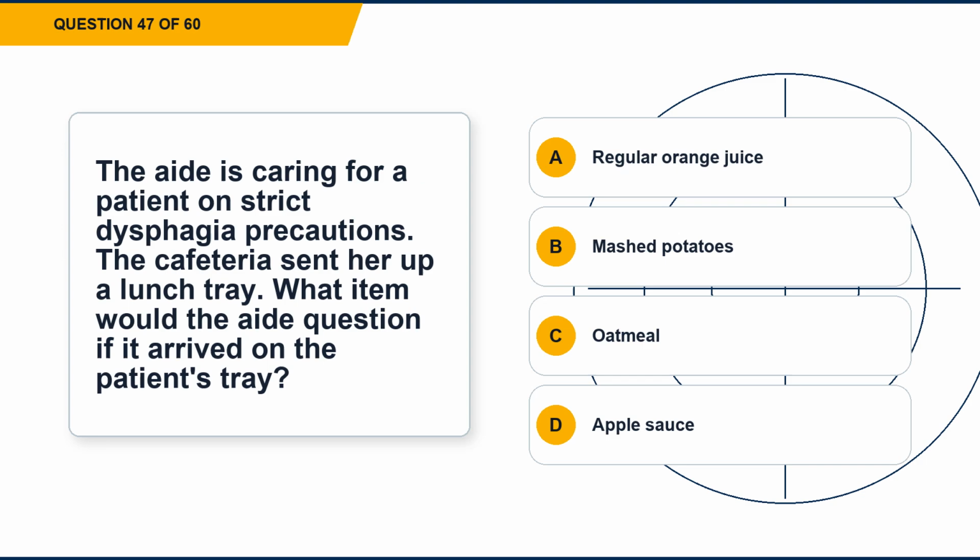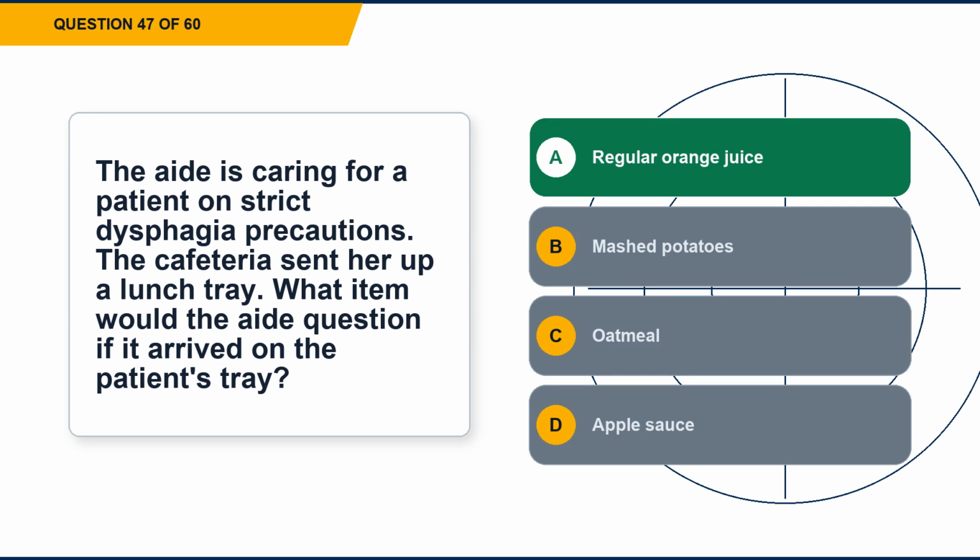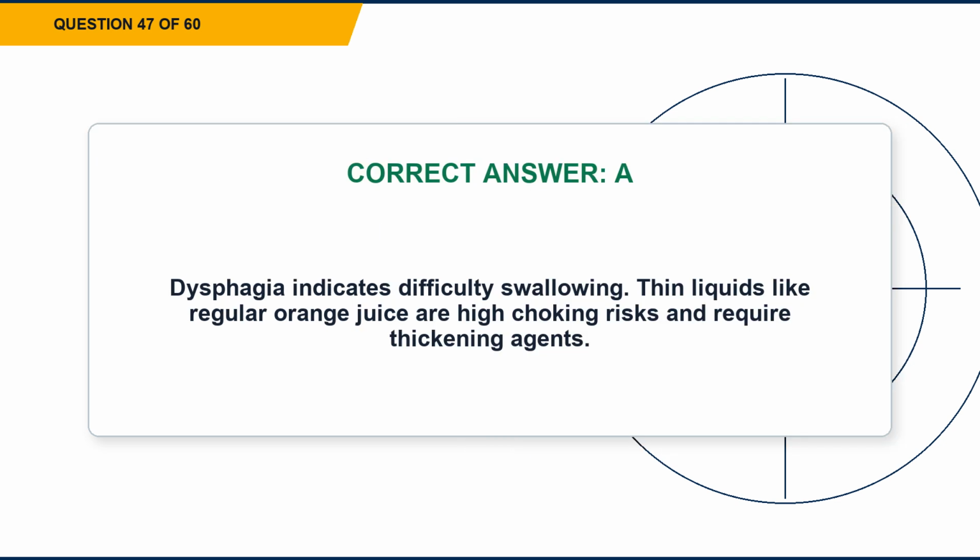Question 47. The aide is caring for a patient on strict dysphagia precautions. The cafeteria sent her up a lunch tray. What item would the aide question if it arrived on the patient's tray? Option A, regular orange juice. Option B, mashed potatoes. Option C, oatmeal. Option D, applesauce. The correct answer is option A, regular orange juice. Explanation. Dysphagia indicates difficulty swallowing. Thin liquids like regular orange juice are high choking risks and require thickening agents.